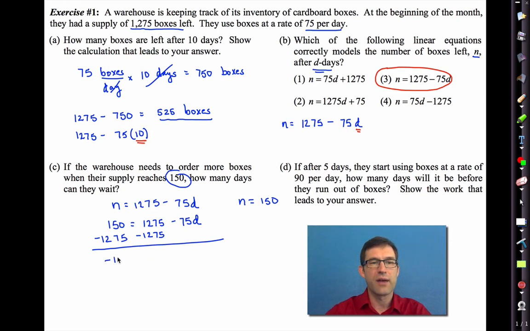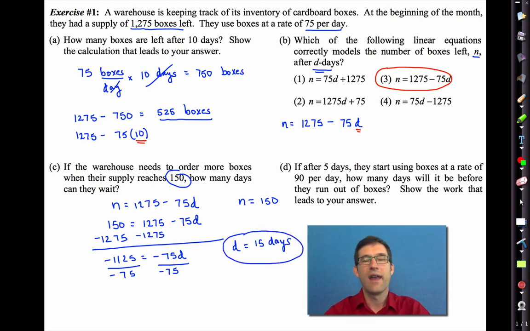Especially if I'm using my calculator. That'll be negative 1,125. Sorry, I'm looking over at my cheat sheet every once in a while, i.e. my answer key. That equals negative 75 times D. I can now divide both sides by negative 75, and what I'll find is that D equals 15. 15 days before I get down and have to order more boxes.